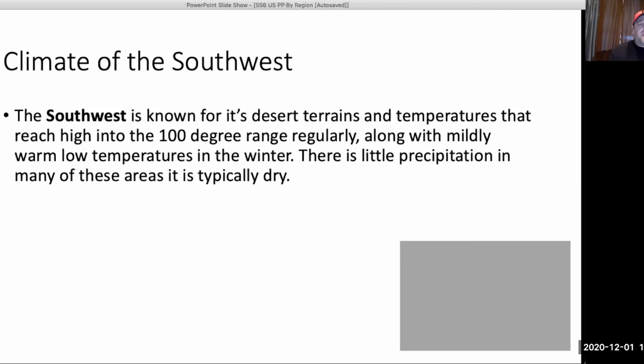Climate of the Southwest. The Southwest is known for its desert terrains and temperatures that reach high into the 100-degree range regularly, along with mildly low temperatures in the winter. There is little precipitation in many of these areas, and it's typically dry. Okay. Oklahoma sees some winter weather, definitely. Parts of Texas, for sure. New Mexico gets weather very similar to ours in the northern region, especially across the Rocky Mountains. Okay. But Arizona and most of southern and western Texas are very dry. Okay. Like desert. Okay.